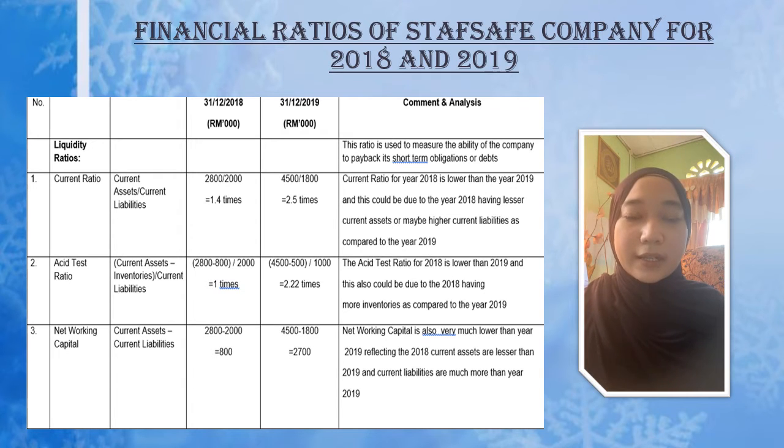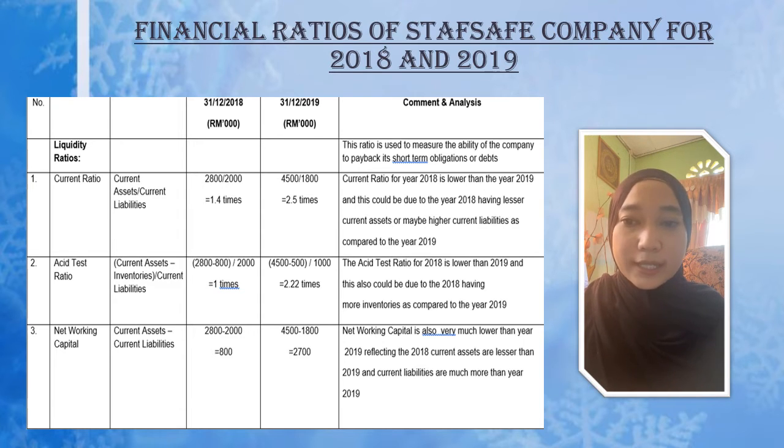That is current ratio, asset test ratio, and net working capital. The first one, current ratio for 2018 is 1.4 times compared to 2019, which is 2.5 times. That means current ratio for 2018 is lower than the year 2019, and this could be due to the year 2018 having lesser current asset or maybe higher current liabilities as compared to 2019.